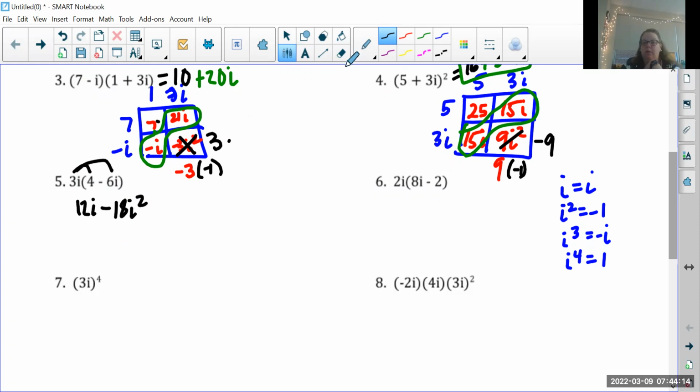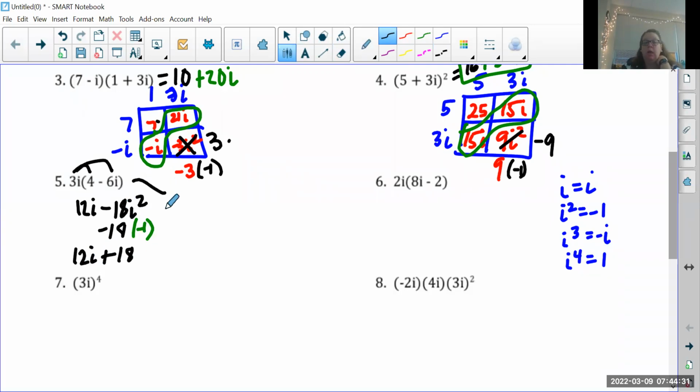We're never allowed to leave stuff as i squared because we know i squared equals negative 1. So this is really a negative 1, technically, times a negative 18. That makes that a positive 18. So it's 12i plus 18, but we don't leave it in this order.